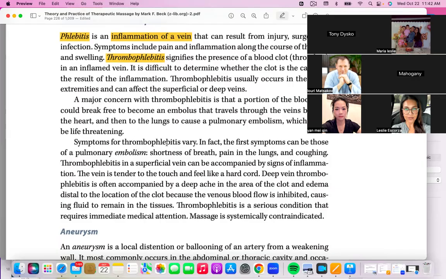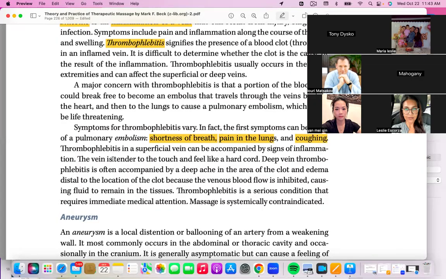Again, symptoms of thrombophlebitis vary. In fact, the first symptoms can be those of a pulmonary embolism, which is shortness of breath, pain in the lungs, and coughing. It will also be tender to touch and feel like a hard cord. It doesn't feel like a vein anymore.